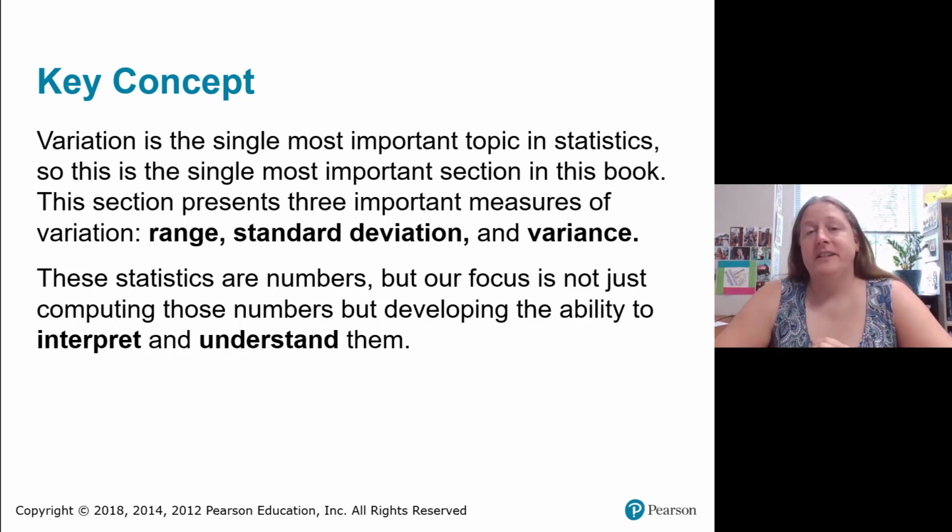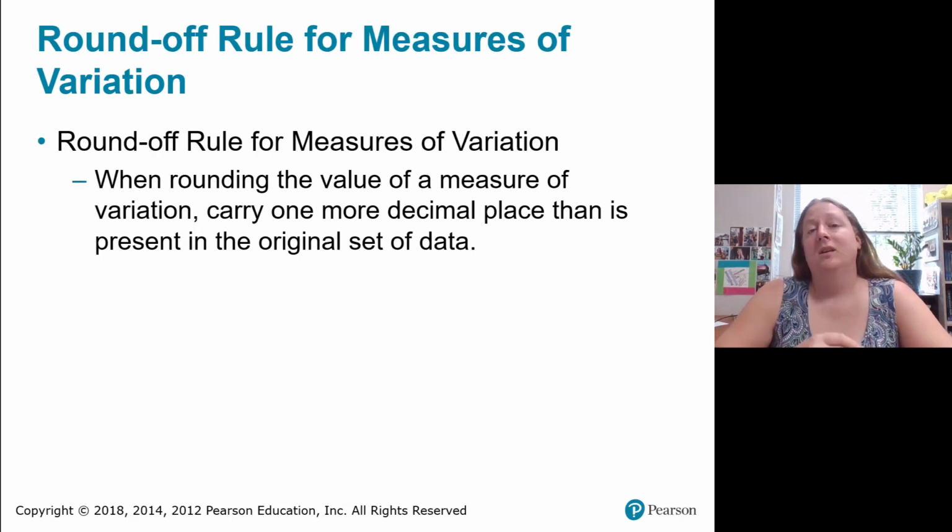Just like with measures of center, we want to be able to not only calculate these things, but also know what they mean about our data. As with measures of center, we also have a round-off rule. Again, we're going to go one more decimal place than is present in our original data set when rounding for our measures of variation.